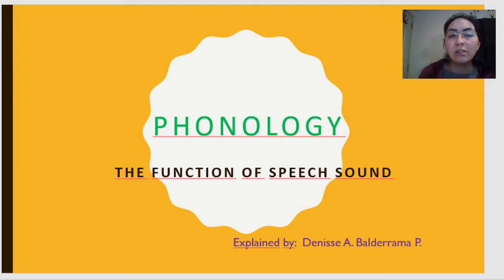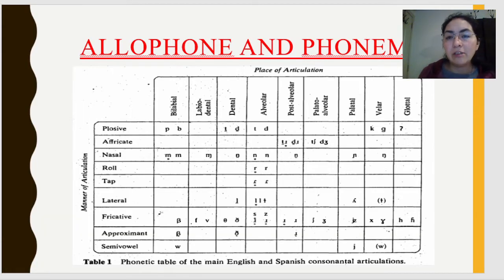I will start by showing Table 1 of Chapter 4. This is a phonetic table. It represents the main consonantal articulation in English and Spanish. We have the manner of articulation: plosive, affricate, nasal, roll, tap, lateral, fricative, approximant, and semivowel, and the place of articulation: bilabial, labiodental, dental, alveolar, postalveolar, palatoalveolar, palatal, velar, and glottal.